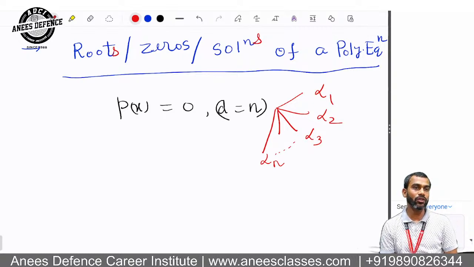Yes, p of x is equal to 0, degree is n. Suppose d is less than 0 in a quadratic equation, then what type of roots will we get? Imaginary. Non-real. Complex. Complex, can we say complex roots?